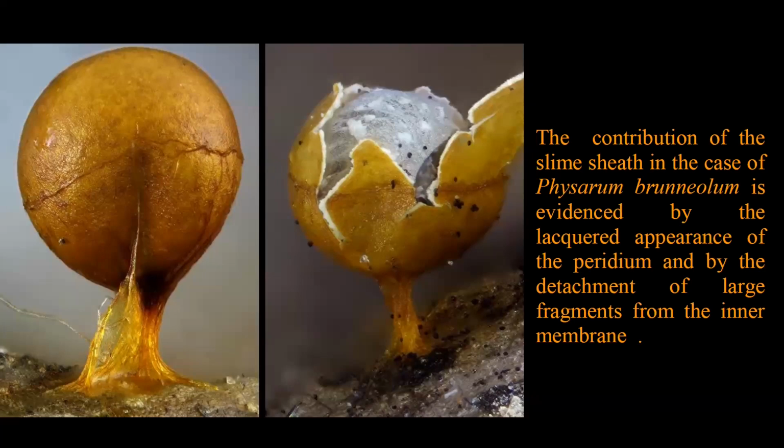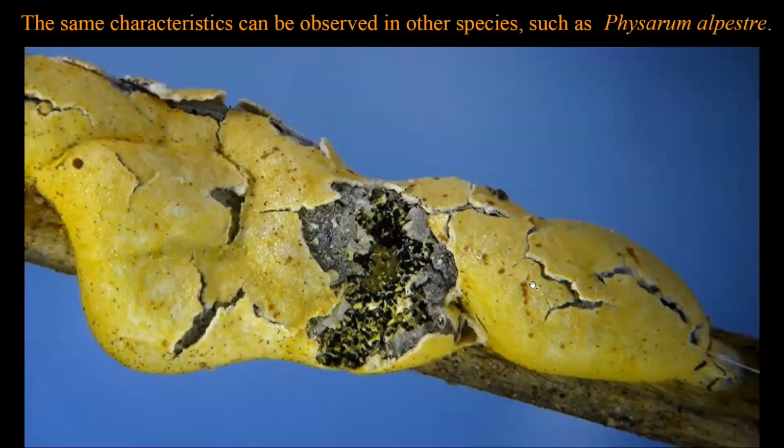The contribution of the slime sheet in the case of Physarum brunellum is evidenced by the lacquered appearance of the peridium and by the detachment of a large fragment of the inner membrane. You can see. The same characteristics can be observed in other species, such as Physarum alpestre.